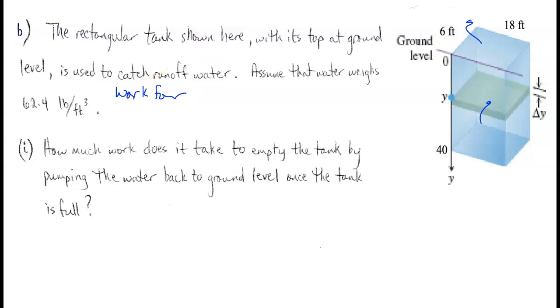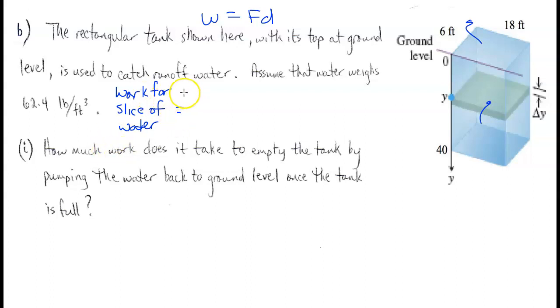So we're going to model this, say, work for a slice of water. Yeah, let's do it like this. Okay. Now, first thing that we know is that water is weighing 62.4 pounds. Okay. So we know that we're going to use that. In general, we know that work is just going to be force times distance. So we're going to have to model the force and then afterwards model the distance.